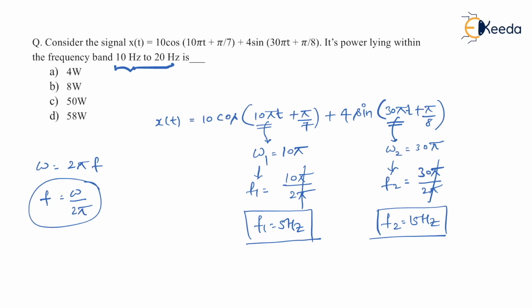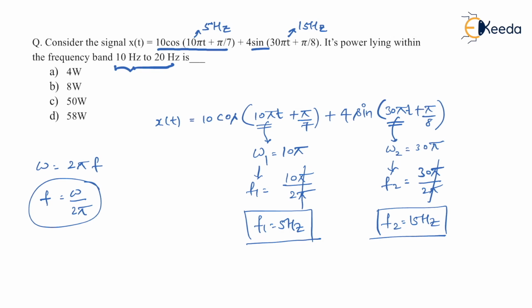Now try to understand the question. I'll just summarize it. The first component of x of t has a frequency of 5 hertz. So this is a 5 hertz signal, and this is a 15 hertz signal.